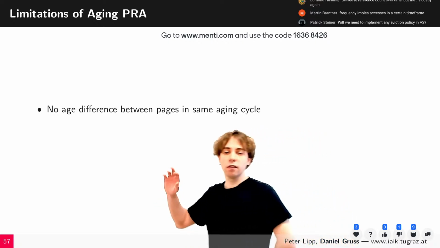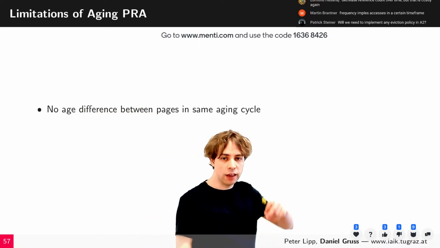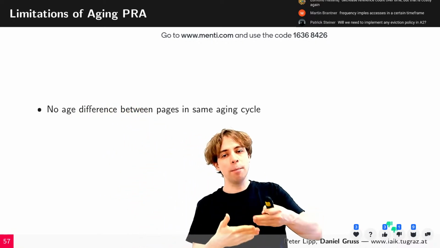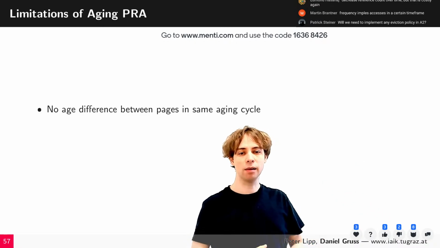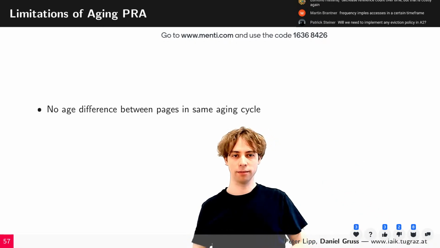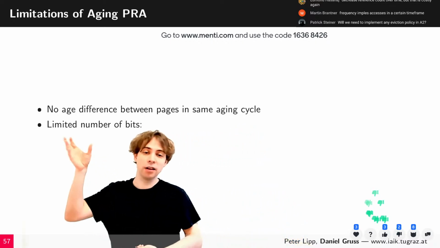There are some limitations of aging, of course. For instance, as you've seen, some pages sometimes have the same age because they were accessed in the same cycle, basically. Also, you will have a limited number of bits.